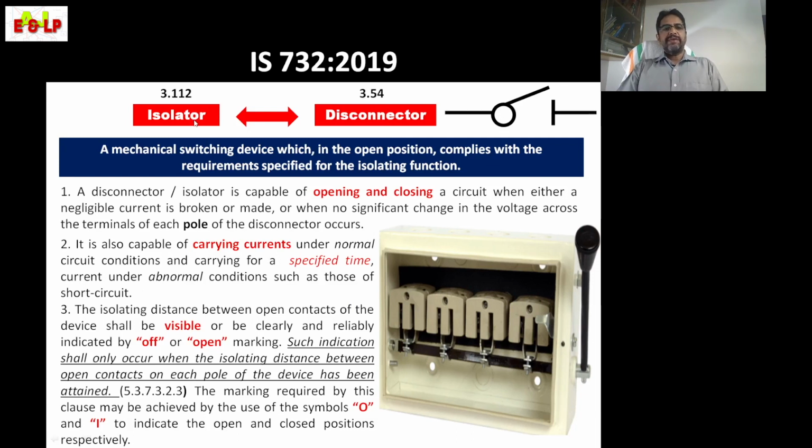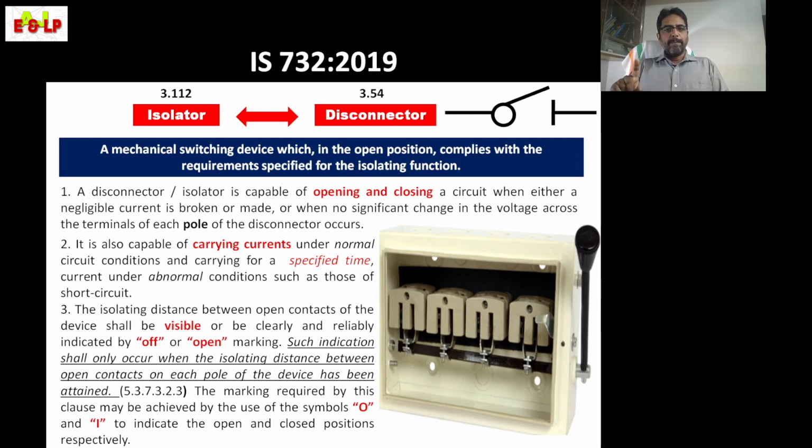Both are having the same meaning. We can use the terms independently as per IS. What is isolator or disconnector? It is a mechanical switching device. Mechanical switching device means it can be made on or off. So isolator means it is a mechanical switching device.